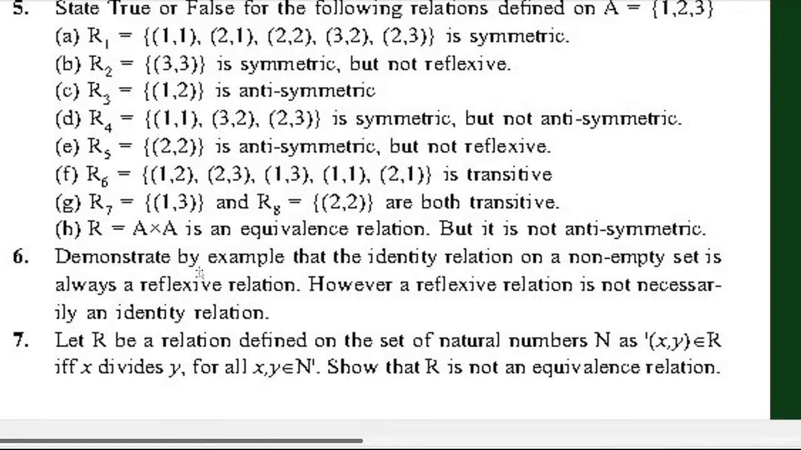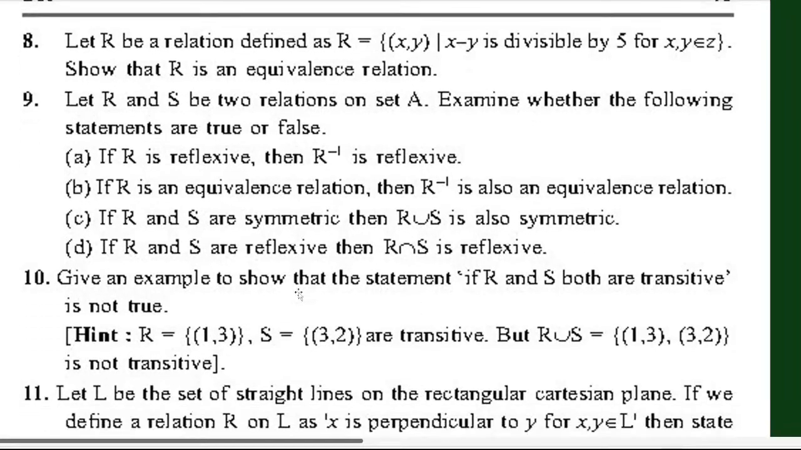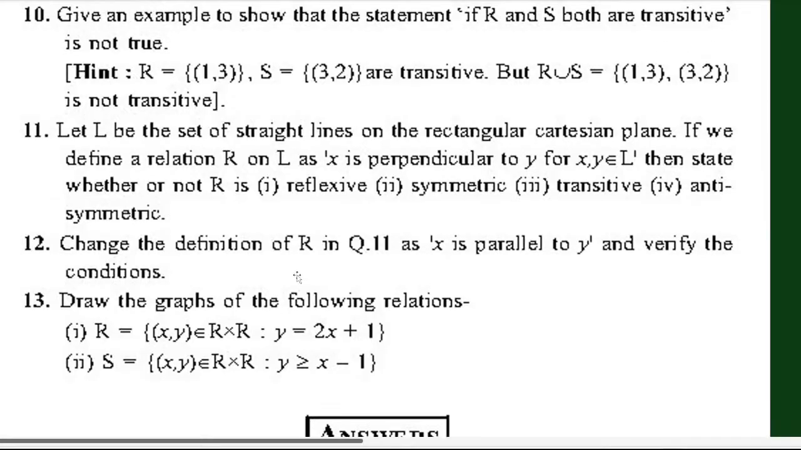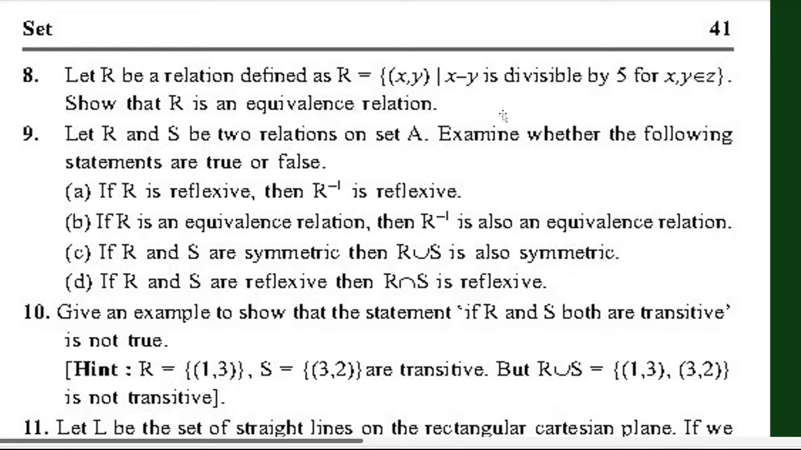Okay? So demonstrate by examples that the identity relation on a non-empty set is always a reflexive relation. However, a reflexive relation is not necessarily an identity relation. Let R be a relation defined on the set of natural numbers so that R is not an equivalence relation. Questions 6, 7, 8. How many questions do we have? 13 questions are there. Let R be a relation defined as R equal to {(x, y) such that x minus y is divisible}. Then they are equivalence relations.